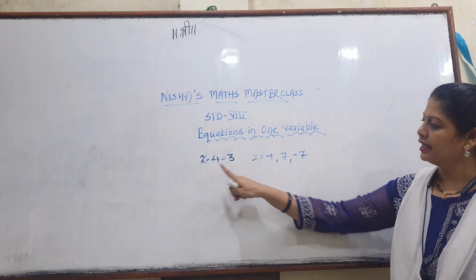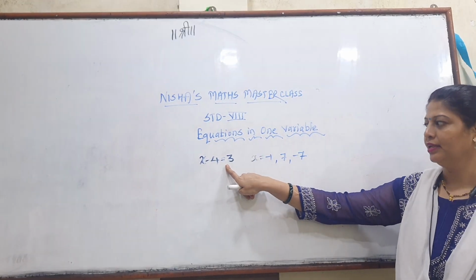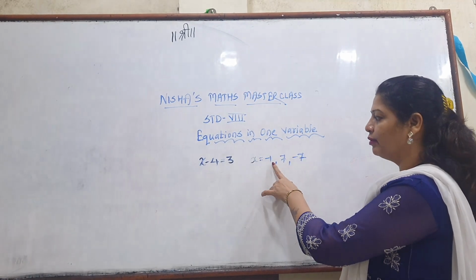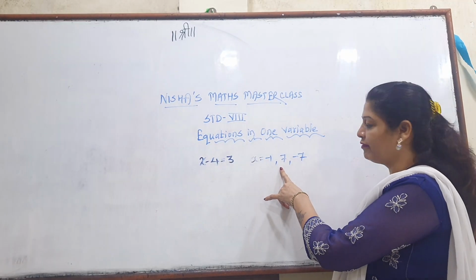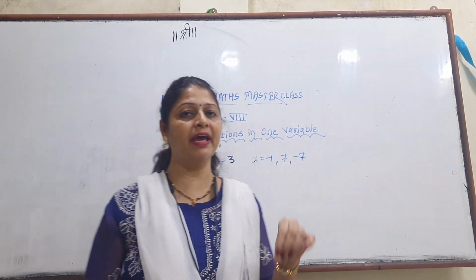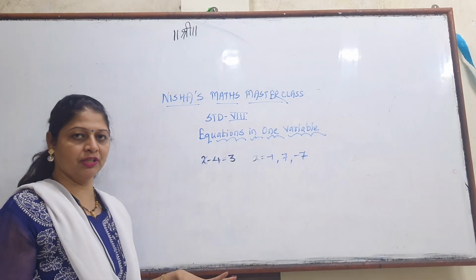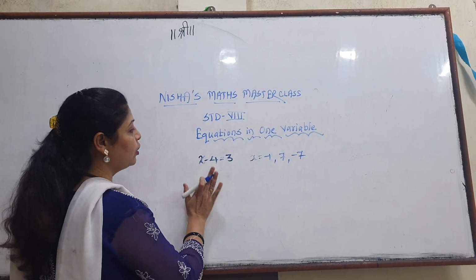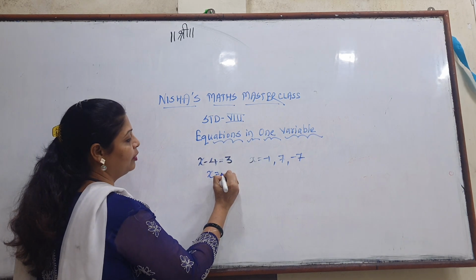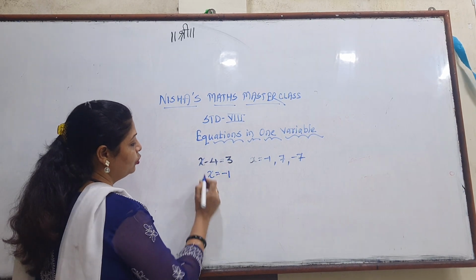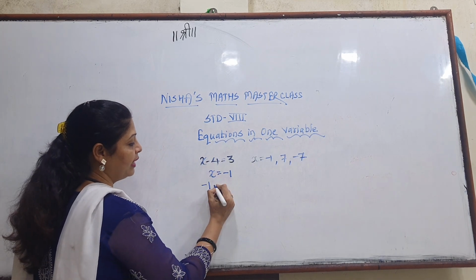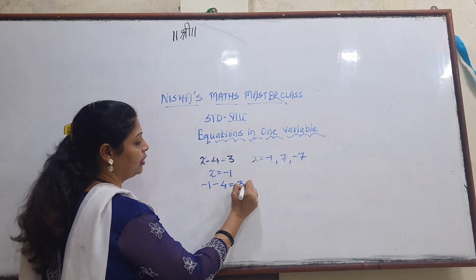So first of all, x minus 4 is equal to 3, and here we are given the values of x, okay? x is equal to minus 1, x is equal to 7, and x is equal to minus 7. First of all we have to put the values instead of x and solve that expression, okay? Now, first we take x is equal to minus 1, so instead of x we write down minus 1, and minus 4 is equal to 3, we write down as it is.